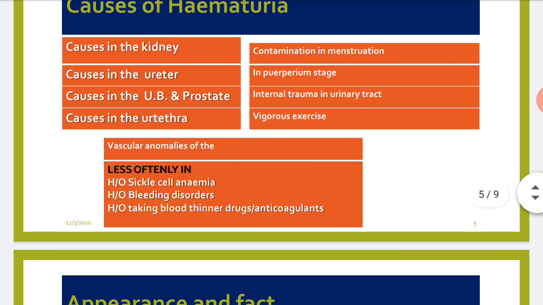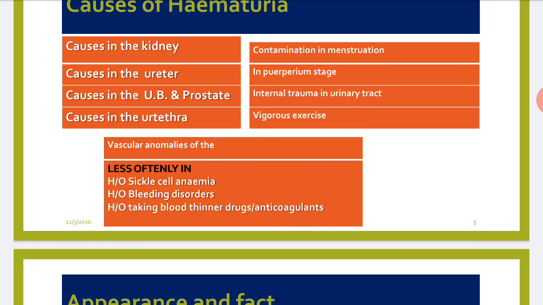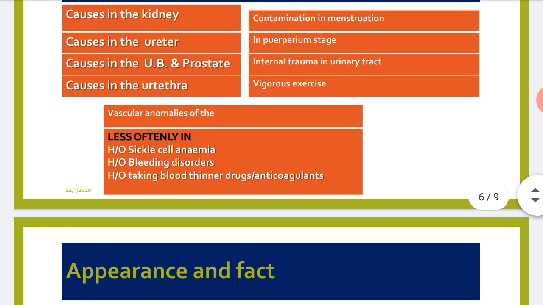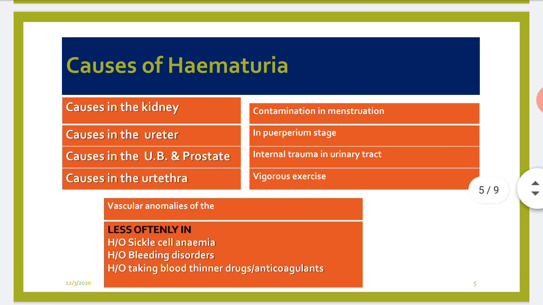The causes in the urinary bladder site are carcinoma of the urinary bladder, carcinoma of the prostate gland, stone in the bladder, chronic inflammation or infection of the bladder like cystitis, tuberculosis of the urinary bladder, and cases like benign prostatic hyperplasia. The urethral causes may be due to urinary tract infection, severe urethritis, and the most common is a stone passing through the urethra.